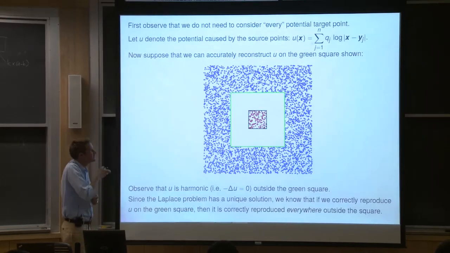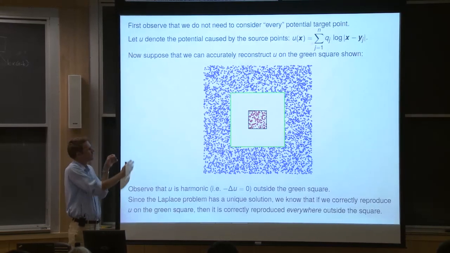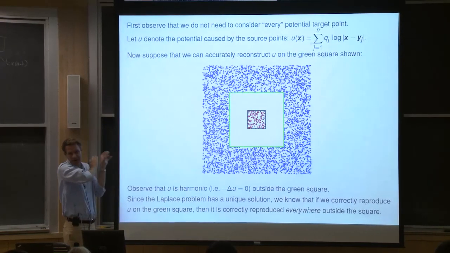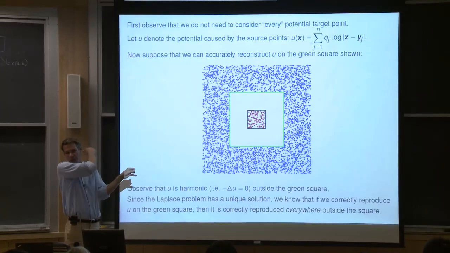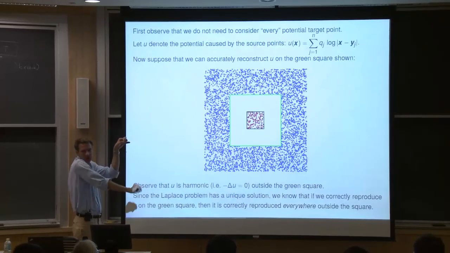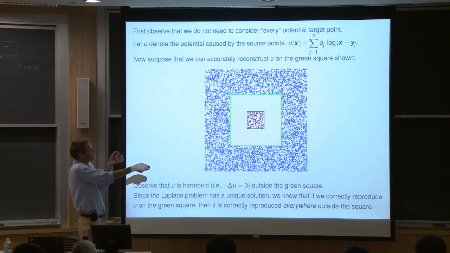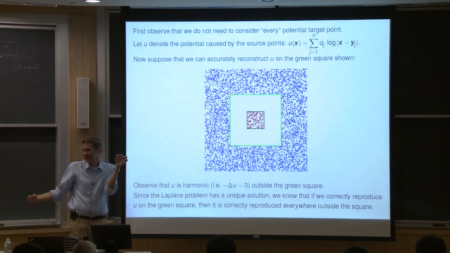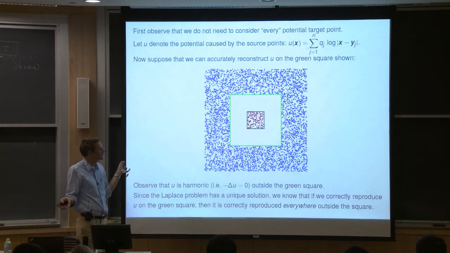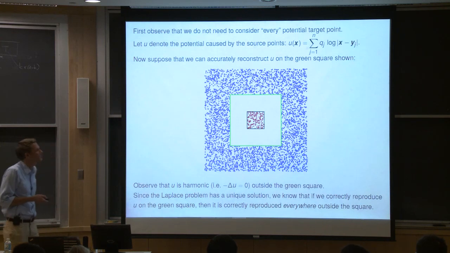And now there's a representation theorem that says that if I know the potential outside the green square, it satisfies the Laplace equation and appropriate radiation conditions at infinity. So now if I know it on the green square, then the Laplace equation has a unique solution. So if I know it on the green square, I know it everywhere outside. I can, in principle, theoretically reconstruct it. There are even very easy representations for it.